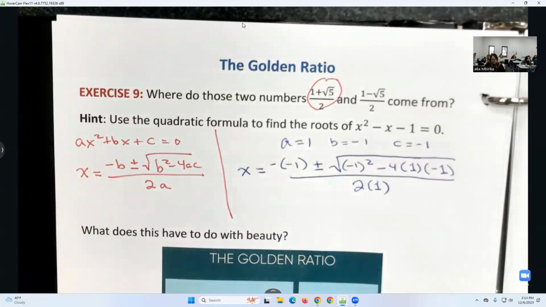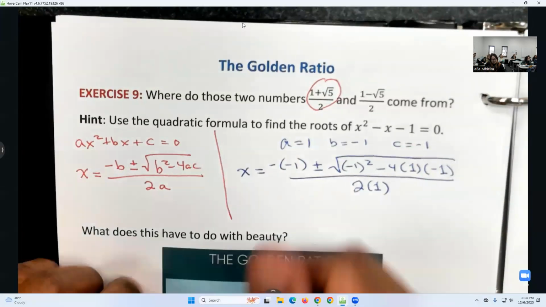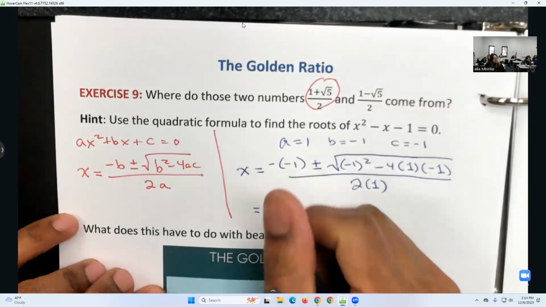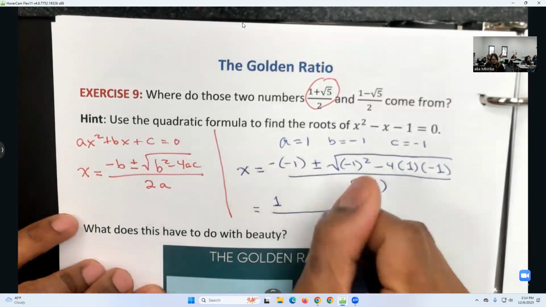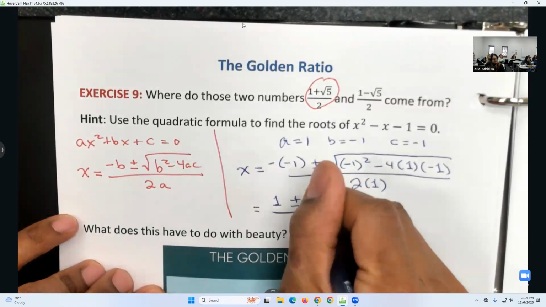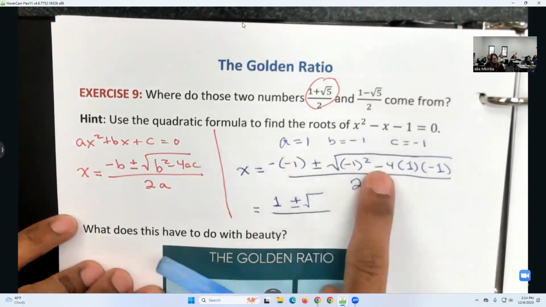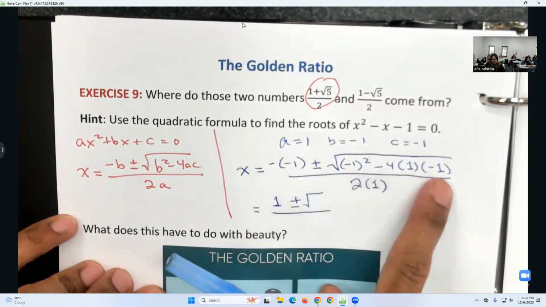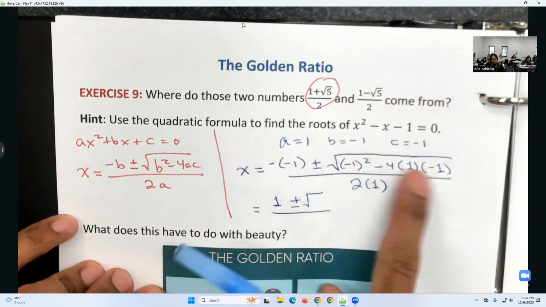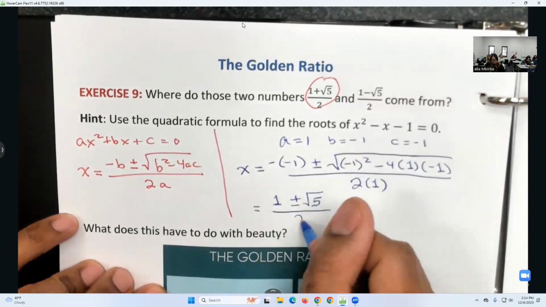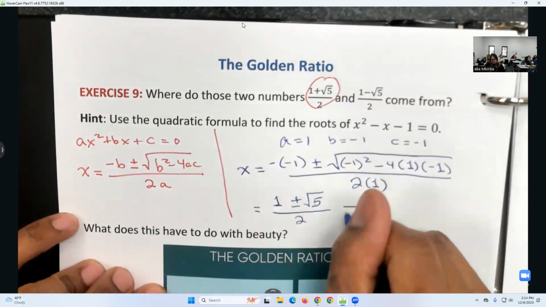Okay, so that's a mess of numbers. Let's clean this up. Negative times negative 1 is positive 1 in the numerator. And then plus minus the square root. What's inside the square root? Well, we have negative 1 squared, which is 1, minus 4 times 1 times negative 1, so that's positive 4. So 1 plus positive 4 is 5. And then divided by 2 times 1, in other words, 2. So the answer is, there's two answers.